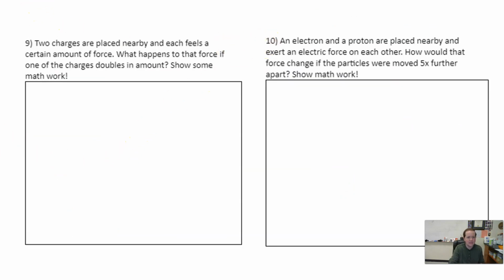9 and 10 are, again, these kind of proportion questions. So nice that you don't have to plug in big numbers, but you've got to think about how the equation is changing. So here's my original, the OG version, or the old version. According to number 9, it's changing. How is the equation changing? Well, it says two charges were placed nearby. They feel a certain force. What happens to that force if one of the charges doubles?